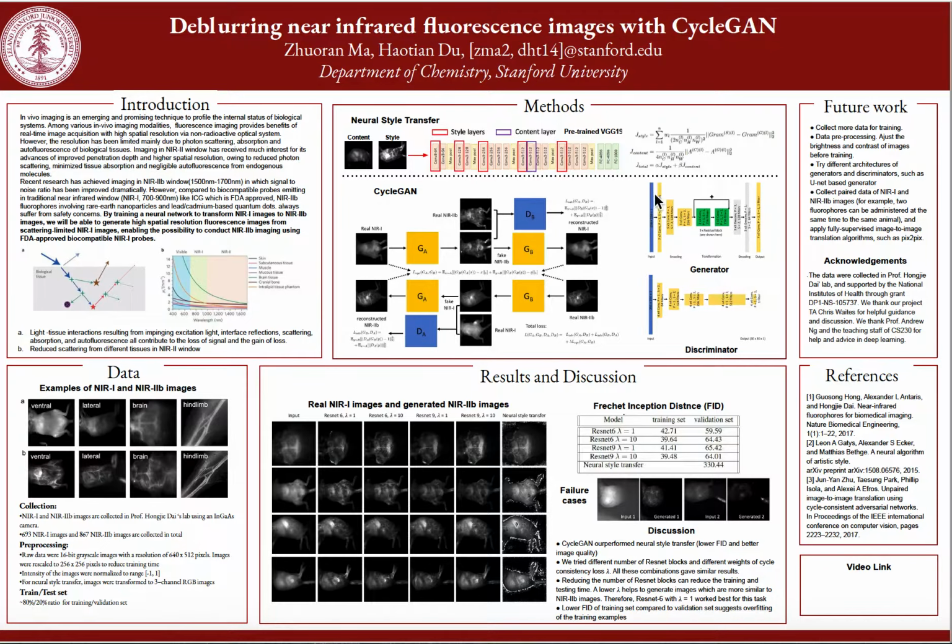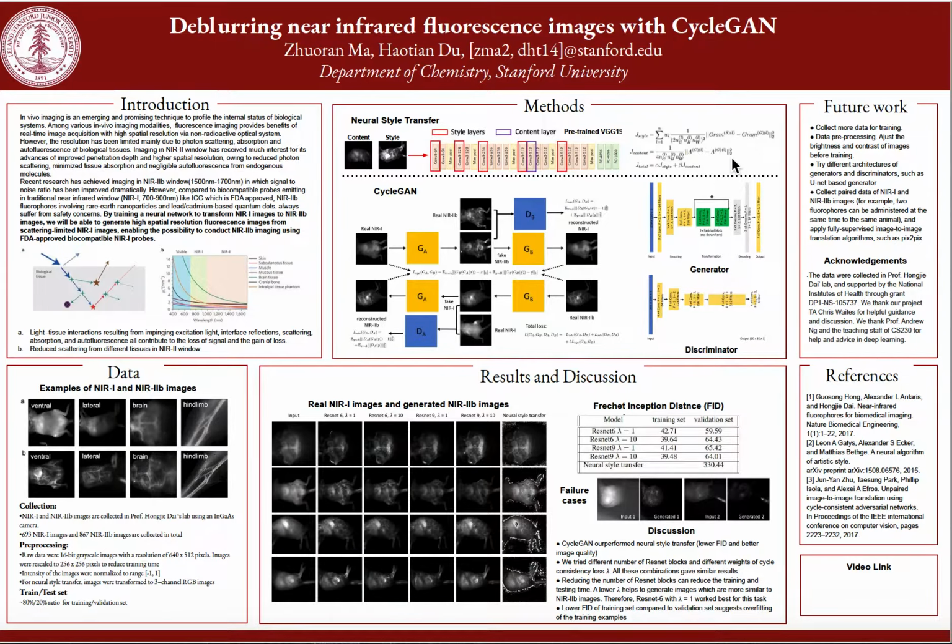Now let's talk about the methods we used. The baseline model we used is neural style transfer. We used a NIR1 image as the content image and a NIR2B image as the style image. The content image, style image, and the target image were used as inputs for a pre-trained VGG19 network to calculate the style loss, content loss, and the total loss. The activations of the content image and the generated image were used to calculate the content loss, which is a mean square error loss.